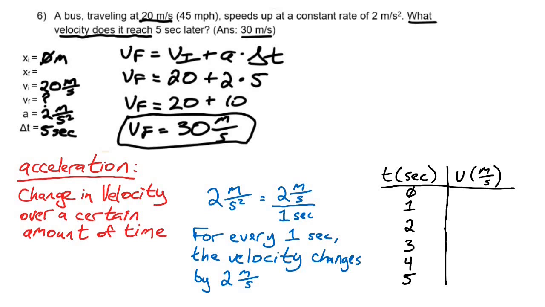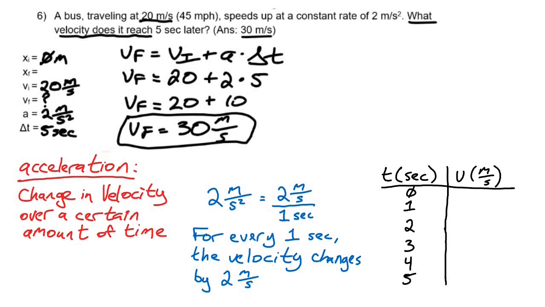Is there another way that we could think about doing this problem? Now, let's keep in mind the definition of acceleration. Acceleration is the change in velocity over a certain amount of time. So, the acceleration of 2 meters per second squared is equal to the change in velocity over a certain amount of time. For every 1 second, the velocity changes by 2 meters per second. That's what acceleration is. It's a change in velocity over a certain amount of time.